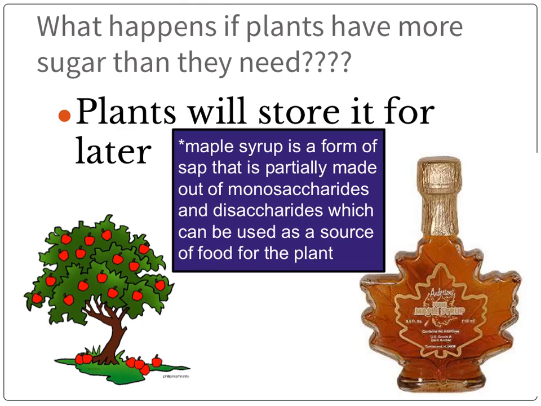you store it. One way they will store those sugars is in the form of maple syrup, which is partially made out of monosaccharides and disaccharides. And this is a source of food for the plant, specifically in the springtime when it needs more energy than normal because it's coming out of almost like a hibernation state from the winter.